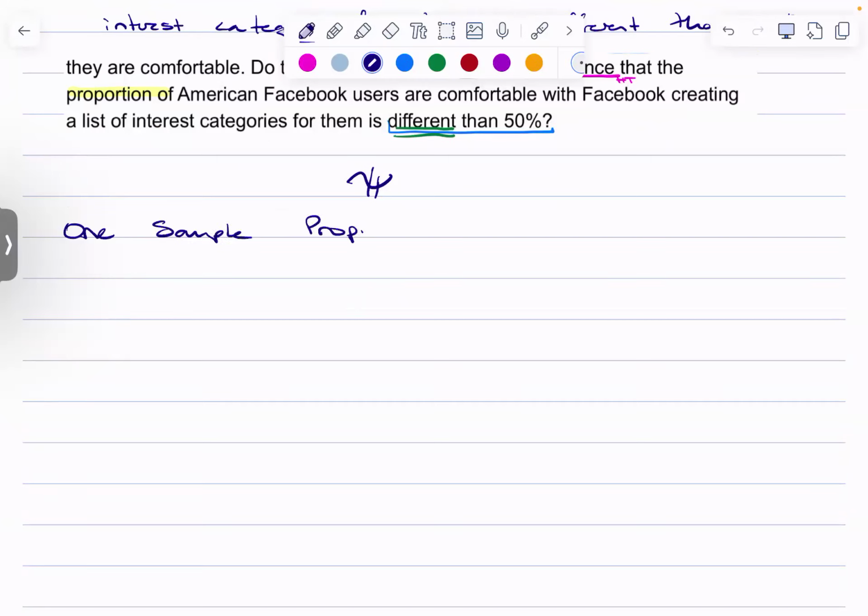For 1 sample proportion questions, assumptions. Sometimes we call them assumptions, sometimes we call them conditions. The conditions for inference, right? In order to be able to do what we want to do, we need to check these assumptions. And so this is kind of, I've been calling it step 0.